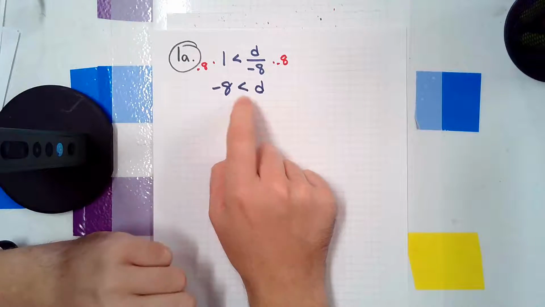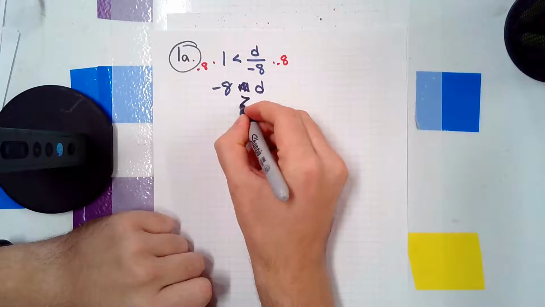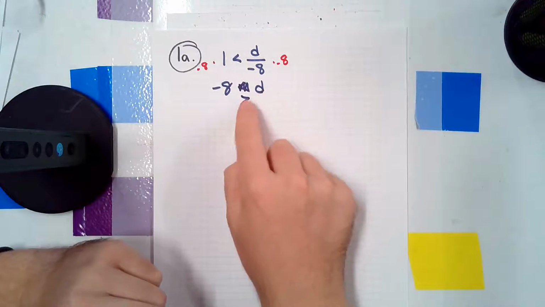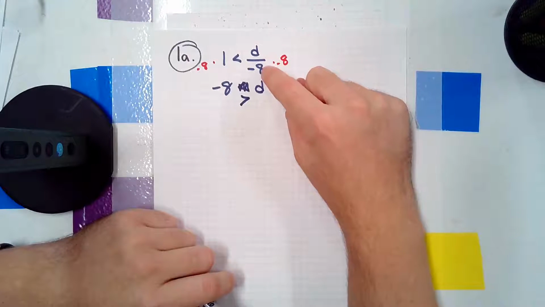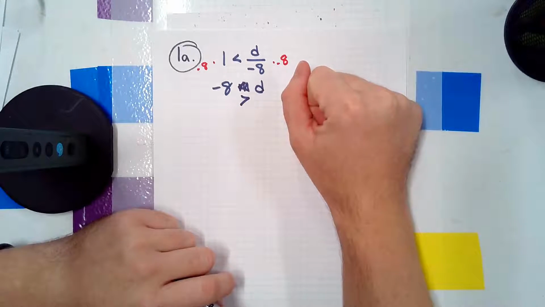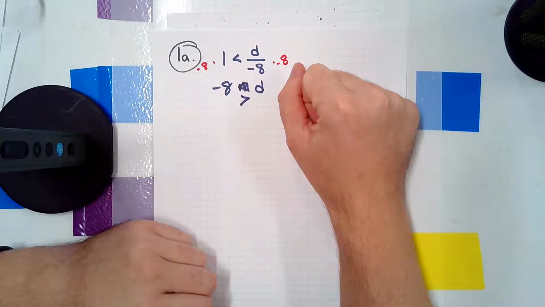Why is it goofed? I didn't flip the sign, right? When we divide by a negative or multiply by a negative, we have to flip the sign. Now check it. Give me a number that's smaller than negative 8. Negative 9, great idea. Negative 9 divided by negative 8 is going to be positive, right? 9 over 8, is that bigger than 1? Yes. So that checks out.